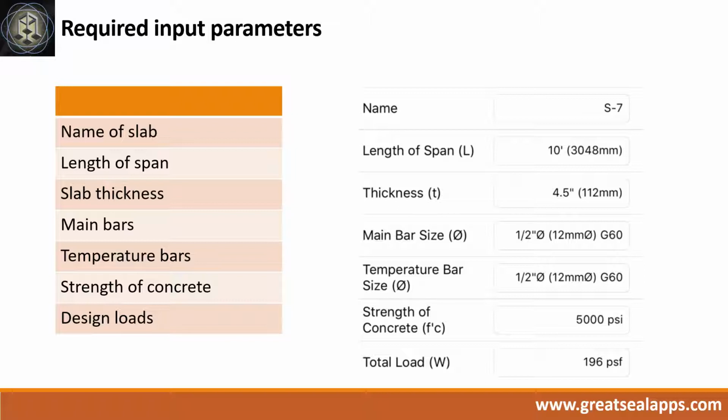Name of slab S7. Length of span 10 feet. Slab thickness 4.5 inches. Main and temperature bars half-inch diameter at grade 60. Strength of concrete 5,000 psi and total load of 196 psf.